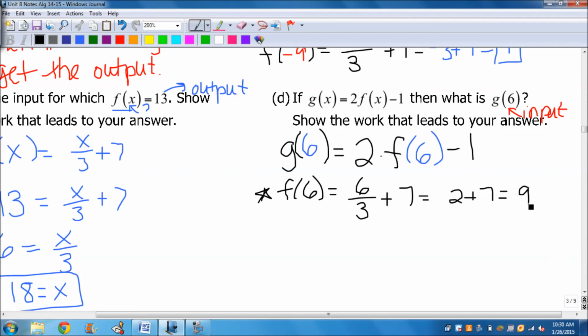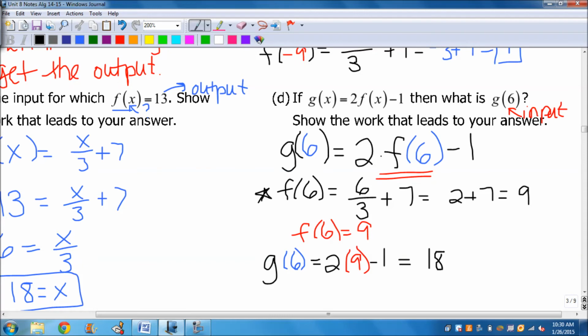So now I know this information. I know what f of 6 equals. If f of 6 equals 9, then to figure out what g of 6 is, all I have to do is just plug this 9 in for this f of 6. So 2 times 9 minus 1. So I end up getting 18 minus 1, which is 17.